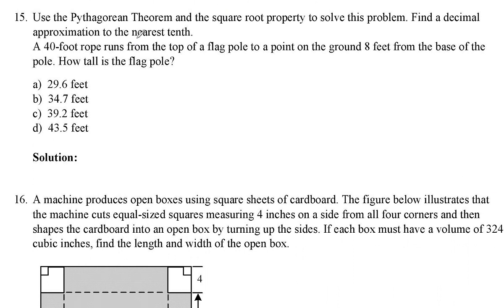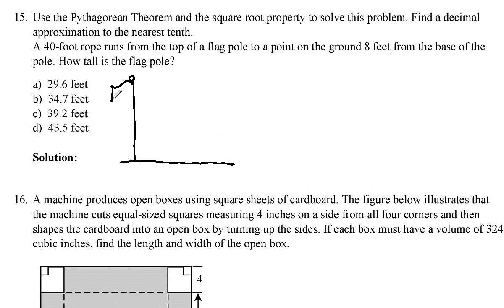And let's see here, the Pythagorean theorem and the square root property is what we're using to solve here. And we're rounding to the nearest tenth. So you've got a 40-foot rope that runs from the top of a flagpole to a point on the ground 8 feet from the base. So that's going to look like this. So here's your 40-foot flagpole. Or no, I'm sorry, 40-foot rope. Here's the ground here. Here's the flagpole.